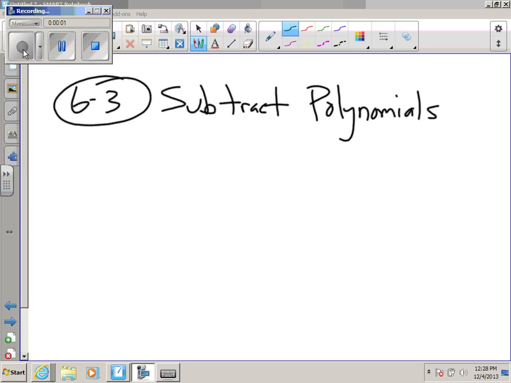Subtract polynomials for today. 6-3 is on page 153.